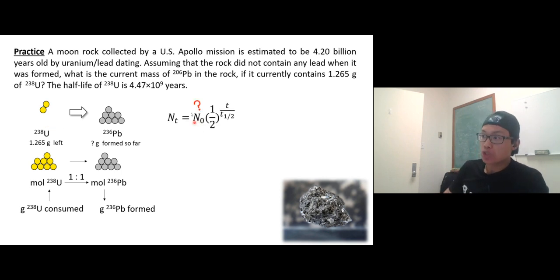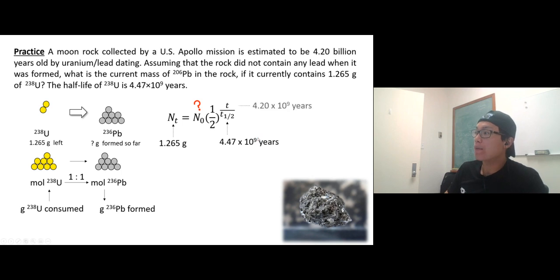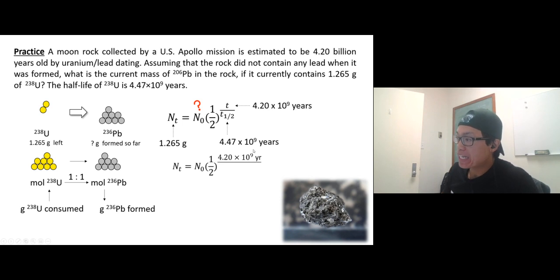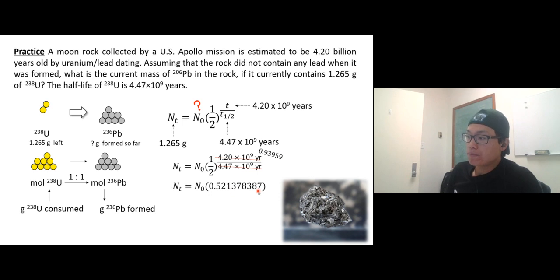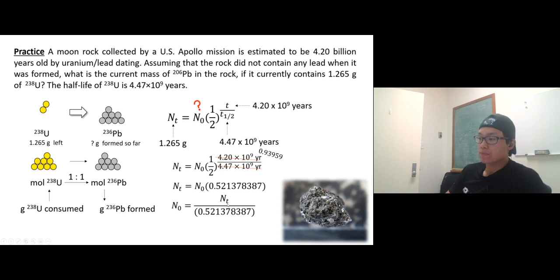So we want to know the total uranium. Right now we have 1.265 grams left. The half-life is that long, and the time that has passed is about 4.2 billion years. All right, do the math right there. So 4.2 times 10 to the 9 years over 4.47 times 10 to the 9 years, that's the half-life. Do the math, that is 0.93959. One half to the power of that number is 0.52 and so on. We want to know the amount of uranium at the beginning, the total uranium. So I'm going to move 0.529 and so on to the left side, at the bottom, and then plug in. You should get that number.